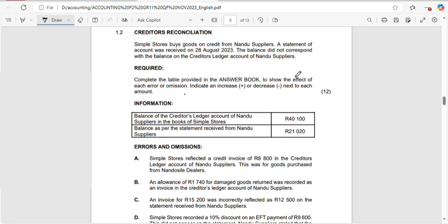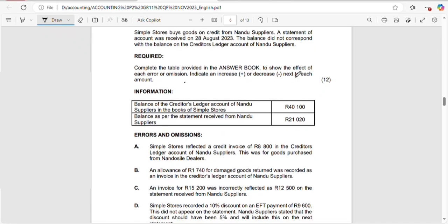So today we are going to do the creditors reconciliation of Simple Stores. The creditors reconciliation is us now fixing the mistakes, errors and omissions that were made between two stores. In this case, we are going to deal with Nandu Suppliers and Simple Stores. We are Simple Stores and we buy goods on credit from Nandu Suppliers. We are receiving a statement of account on 28th of August 2023. The balance did not correspond with the balance on the creditors ledger account of Nandu Suppliers. So now we are going to fix the errors.